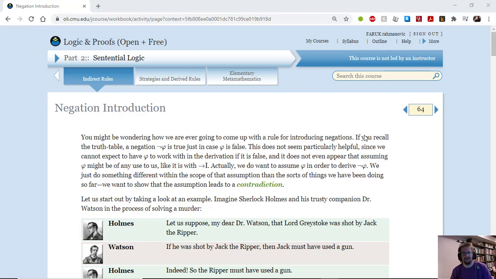Hello and welcome. Today we'll be taking a look at Chapter 5 of the Open Learning Initiative Logic Improves course in logic. So Chapter 5 is going to deal quite a lot with negations and falsums. Falsums are what happens when you run into a contradiction.